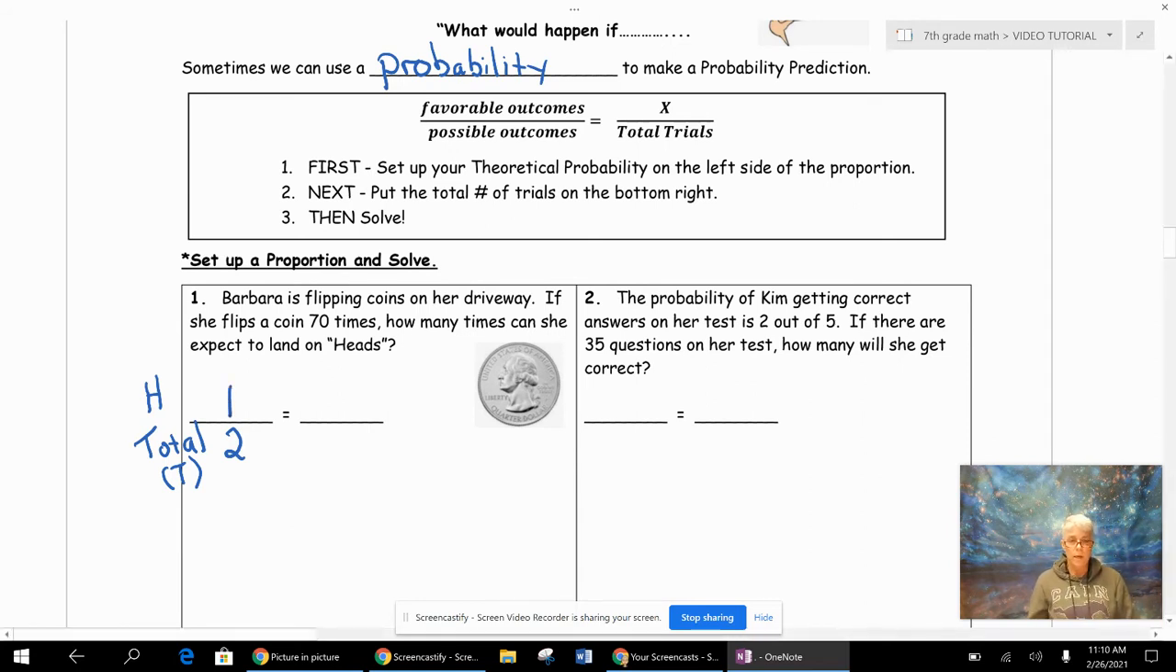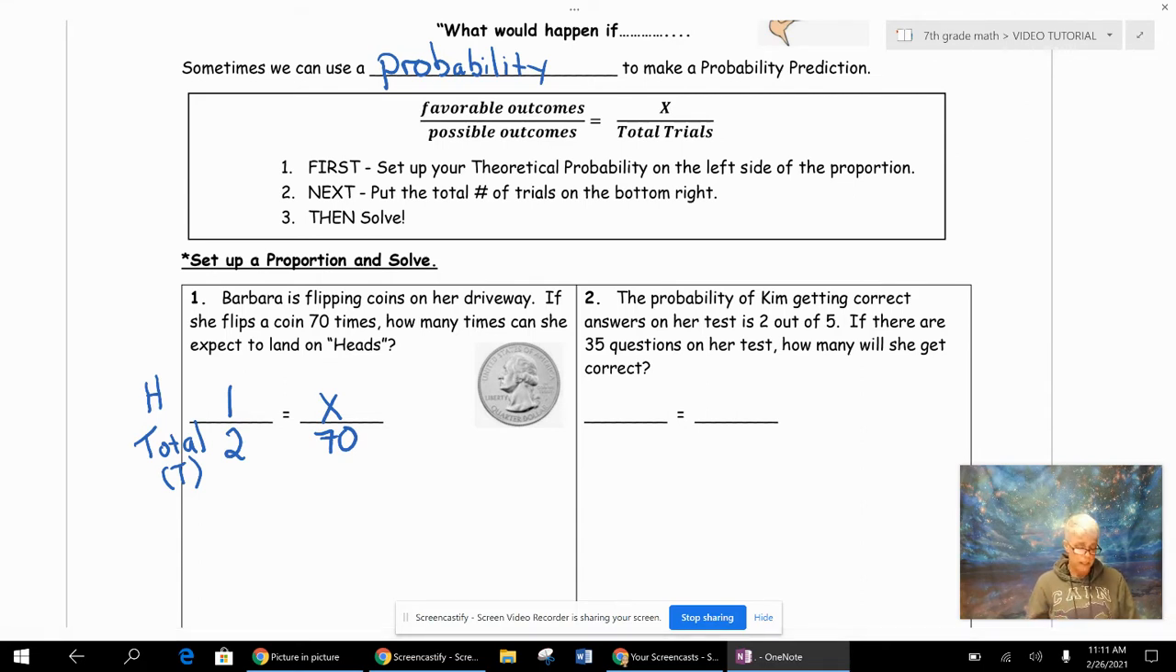Now that's what you've already done. You've done that a bunch of times so far, but now we're going to predict. Now the question is, instead of 1/2 times, what about 70 times? So I put that as my denominator. And then this is what we're looking for, the numerator. And it's going to be like that every single time. You always put the x as the numerator.